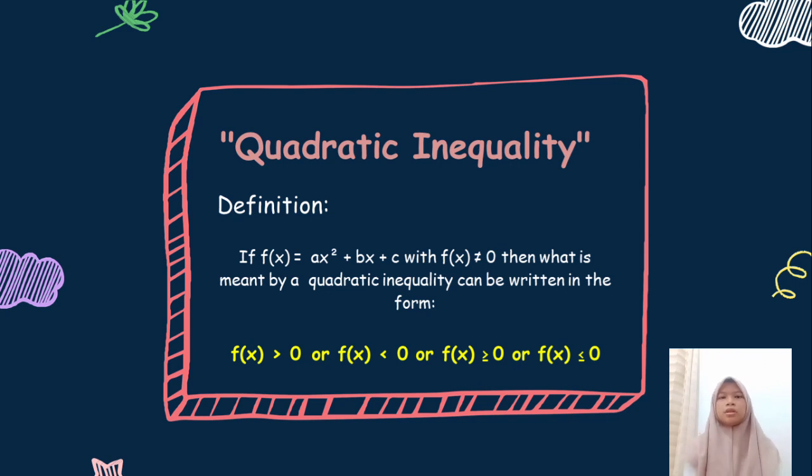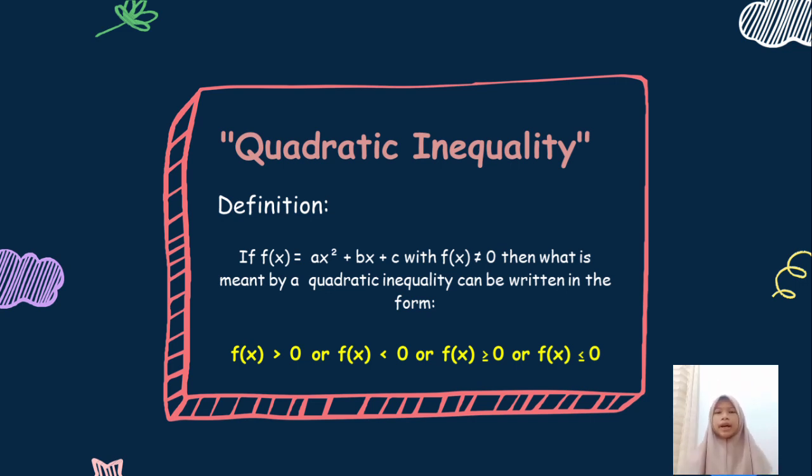Okay, second, I will explain quadratic inequality. What is the definition of quadratic inequality? The definition is: if f(x) equals ax squared plus bx plus c with f(x) not equal to 0, then a quadratic inequality can be written in the form f(x) is more than 0, or f(x) is less than 0, or f(x) is more than or equal to 0, or f(x) is less than or equal to 0.